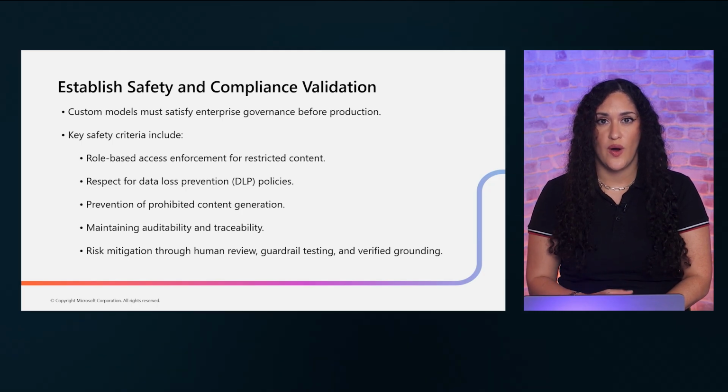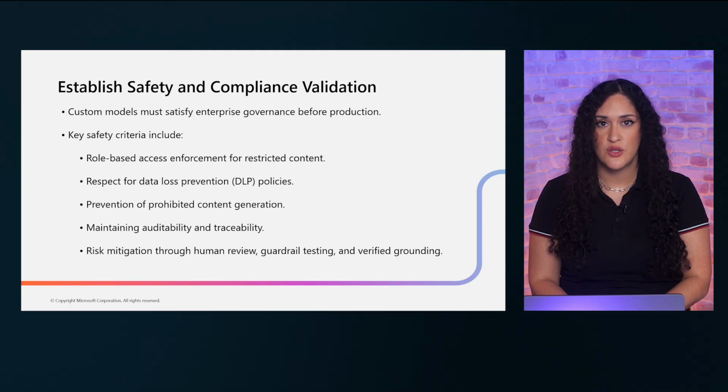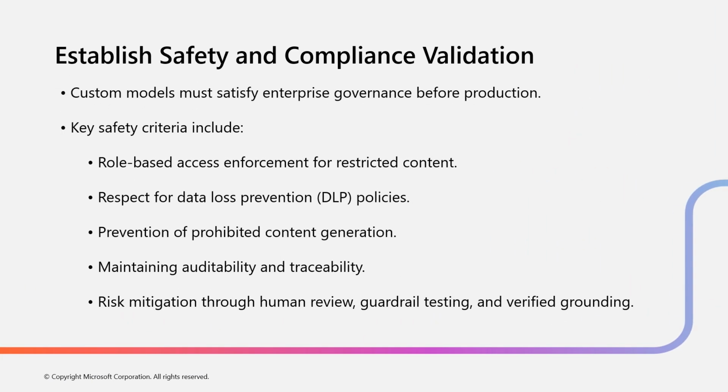Risk mitigation requires human-in-the-loop review for sensitive workflows, guardrail testing against disallowed instructions, and verified grounding exclusively in authorized knowledge sources. The best practice is to treat safety validation as a hard gate, not a soft guideline. There is no acceptable risk level for compliance failures.